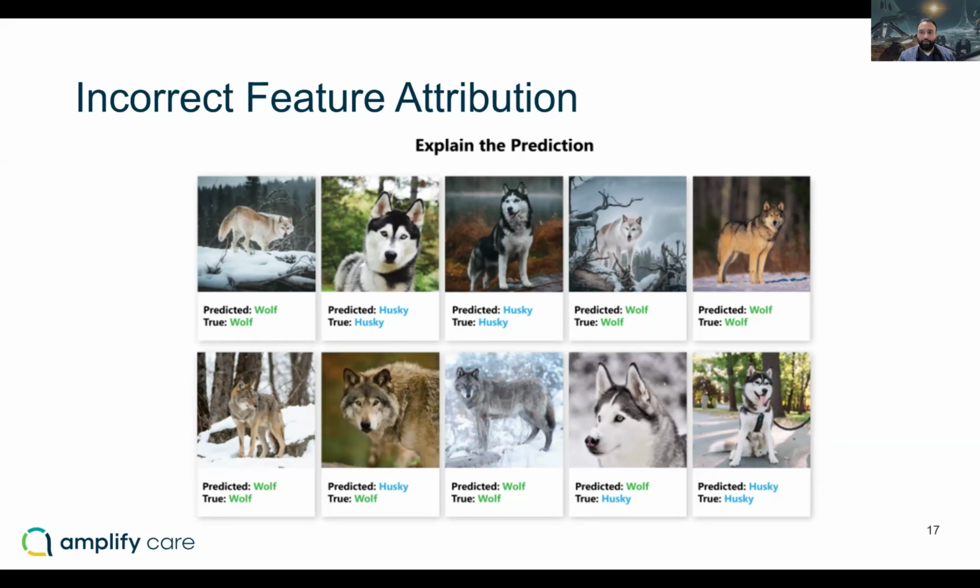Ears, background, the environment, the shape. Perfect. Stance, great. All right. Coloring. So a few of you got it. It's the background. If there was snow in the background, it predicted a wolf. If there was no snow in the background, it predicted a husky.